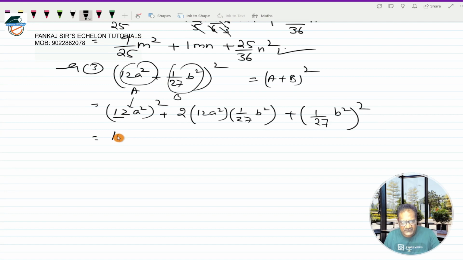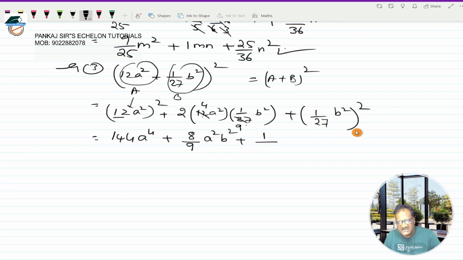12 square will be 144, a square ka square will be a raised to 4, 2 into 2 is 4, plus here it will be 12 into 2 is 24, and this is 27. Okay, so this can be simplified. 3 fours are 12, and 3 nines are 27. So 4 twos are 8 upon 9, and then you have a square b square. Plus 1 upon 27 whole square will be 1 square is 1, 27 square is how much, let me work out.